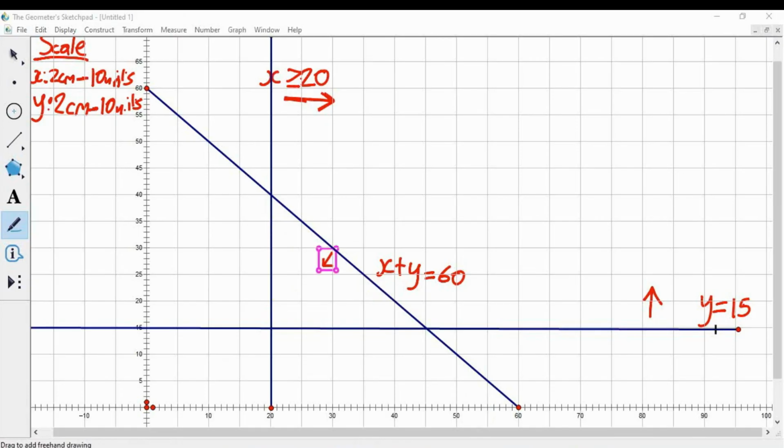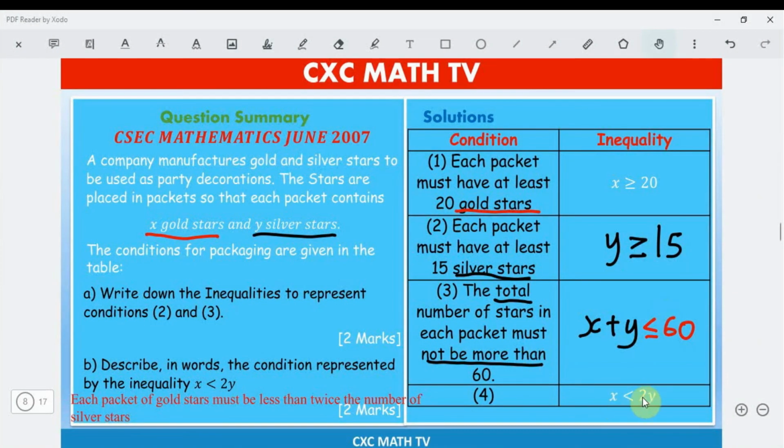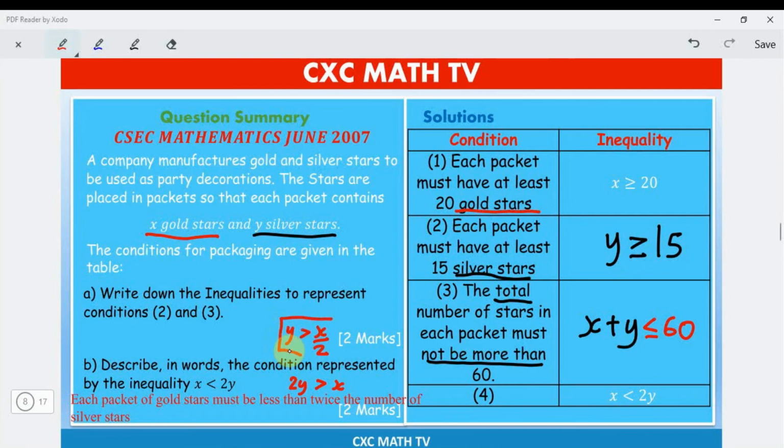Then finally, the last inequality we're going to draw is x less than 2y. Now, I don't like to see it as x less than 2y. I like to see it as 2y is greater than x. In other words, y is greater than x over 2. That's how I like to see it, because we usually draw a line y equal to something. So when I make y the subject, I'm going to draw a line.